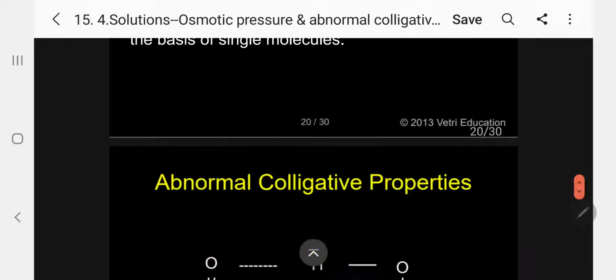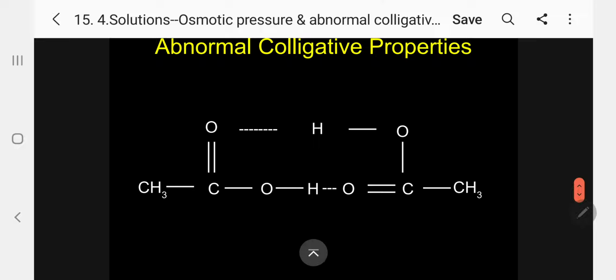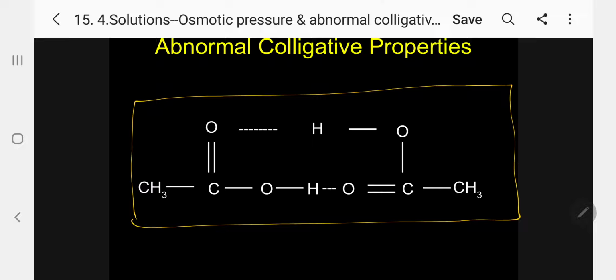So for example, let me show you acetic acid. Just see here. So this undergoes association. Kindly follow. In what way will it undergo association? Through hydrogen bonding. This is a hydrogen bond. This is a hydrogen bond. So what will happen because of this? Two acetic acid molecules will act as a single particle. So automatically the measured colligative property will be less. So we call this abnormal colligative property when there is association.